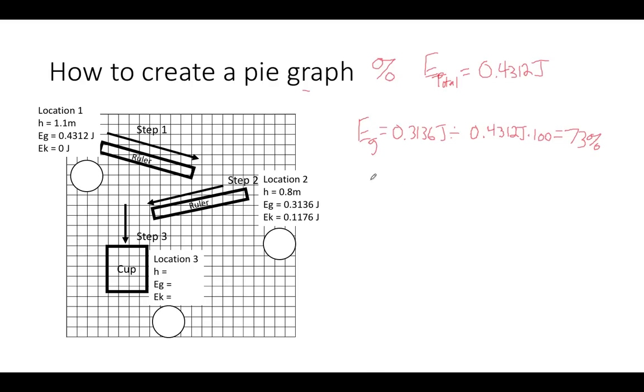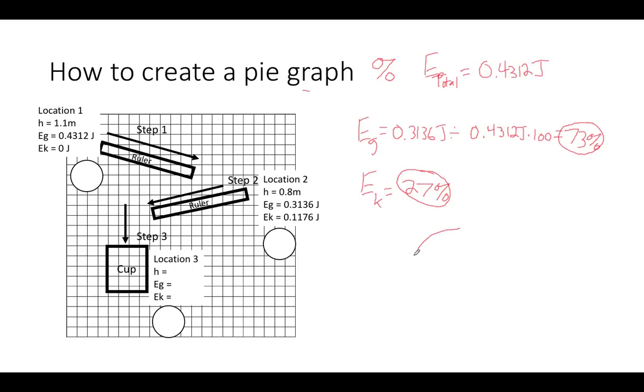Alright. Well, kinetic energy is quite easy now because the whole pie represents 100%. So really, I just find the difference. How much do I need to add up to 100%? Well, I need a 27% then for kinetic energy. Alright, so those are our two numbers. They both add up, 73, 27. They both add up to 100%.